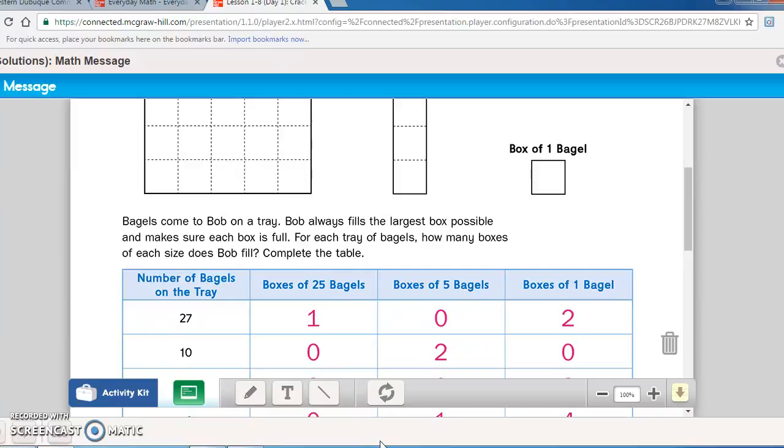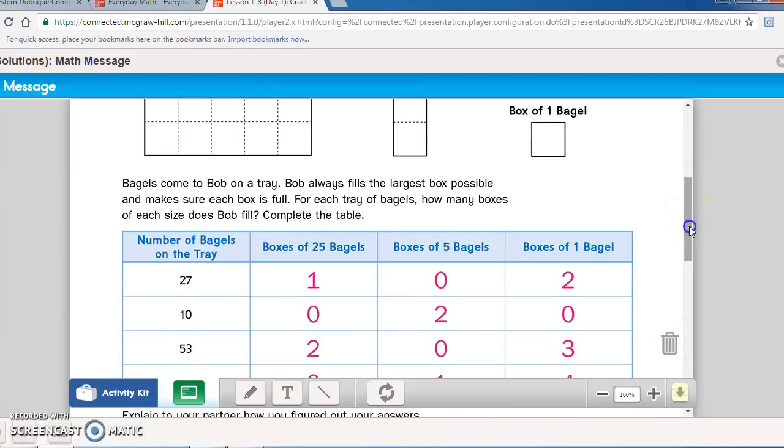How did you figure it out for the next row? Again, if you realize you've made some errors, pause the recording now, fix them, and then turn it back on so you can double check your answers. 53. Well, that's 2 boxes of 25, which is 50. I have 3 left over, so I won't have any boxes of 5, and I will have 3 single boxes of 1. So 50 plus 3 will give me 53.